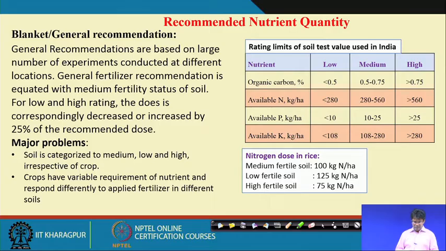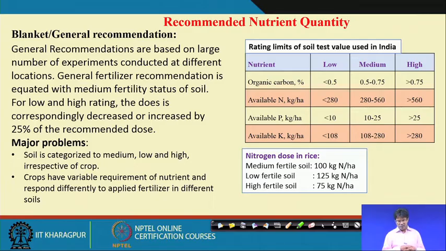But this has some problems. As you understand, soil is categorized as medium, low or high irrespective of the crop. This is a property of soils without considering the crop demand, without any linkage to crop need. Moreover, crops have variable requirements of nutrients and they respond differently to applied fertilizer in different soils. So, this is a blanket or general recommendation which is not specific.